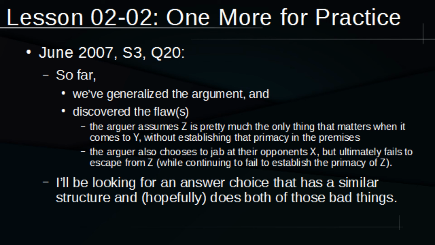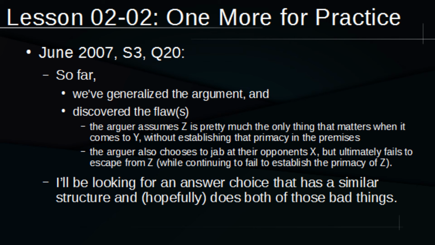And again, the flaws really, there are two, if you want to put it that way. The arguer assumes that Z is pretty much the only thing that matters when it comes to making a decision about Y, without establishing the primacy of Z in the premises. So they may not be wrong. Z could indeed be the one and only thing, or at least the thing that matters the absolute most when it comes to deciding Y. But nothing that they've told us actually proves that Z matters as much as they're pretending it does.